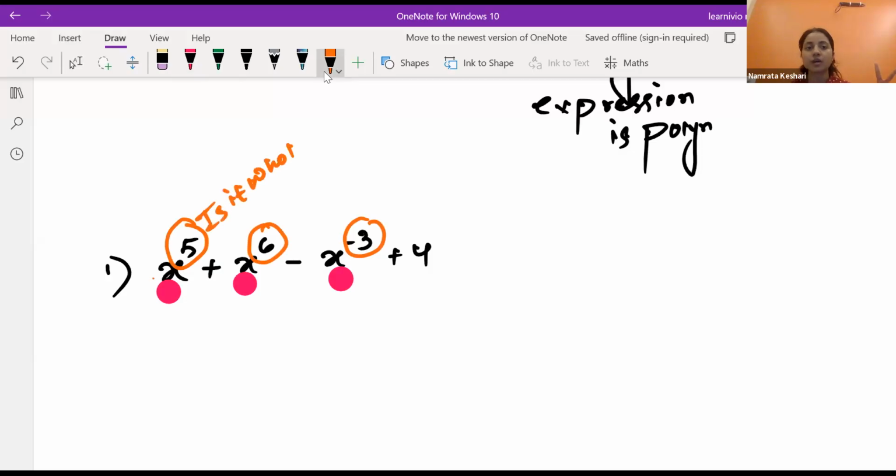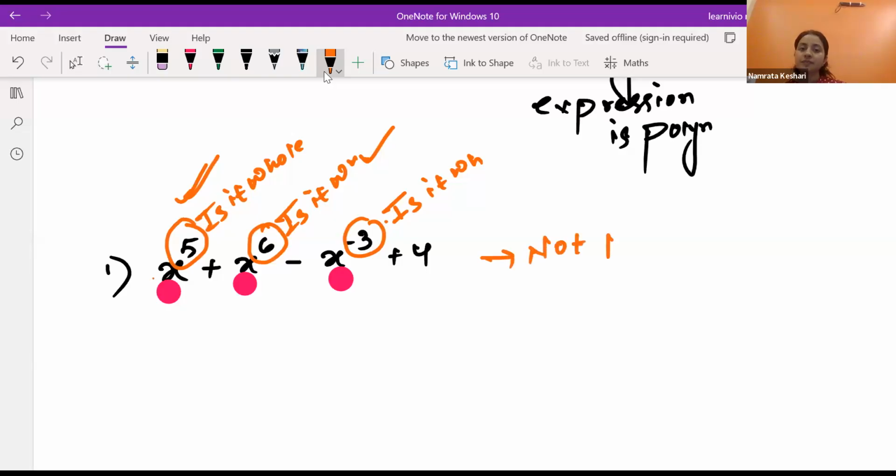Next, is it whole? Yes, this is whole. Next, minus 3, is it whole? No. So if any one of them is not whole, then stop and declare that no, it is not a polynomial. Getting it? So these are the only two criteria, and each and every time we'll be checking these two.